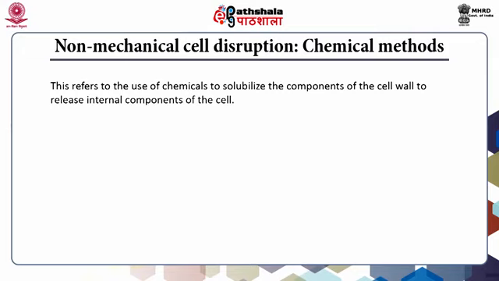This refers to the use of chemicals to solubilize the component of the cell wall to release the internal component of the cell. However, it is required that internal cellular components, including enzymes, are sufficiently robust, are insensitive to the chemicals being used, and should be easily separated from the chemicals after lysis. So, what are these chemicals?